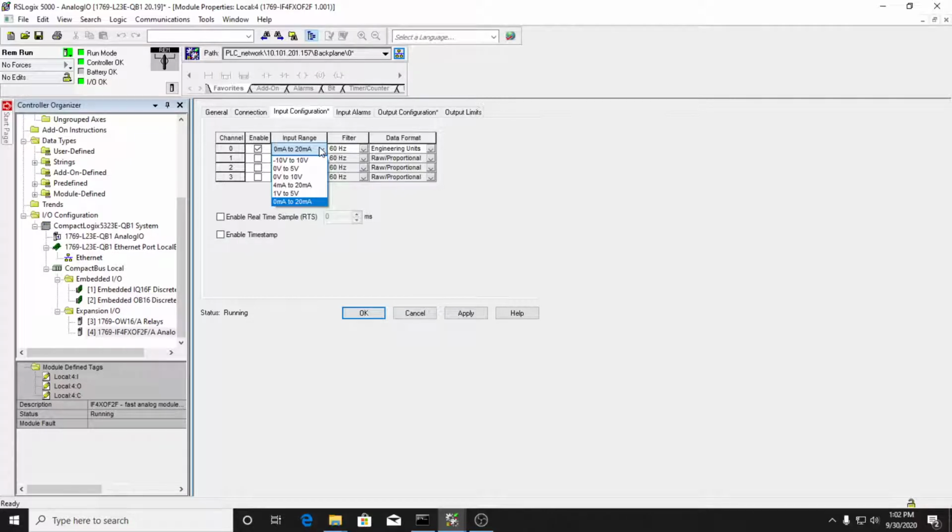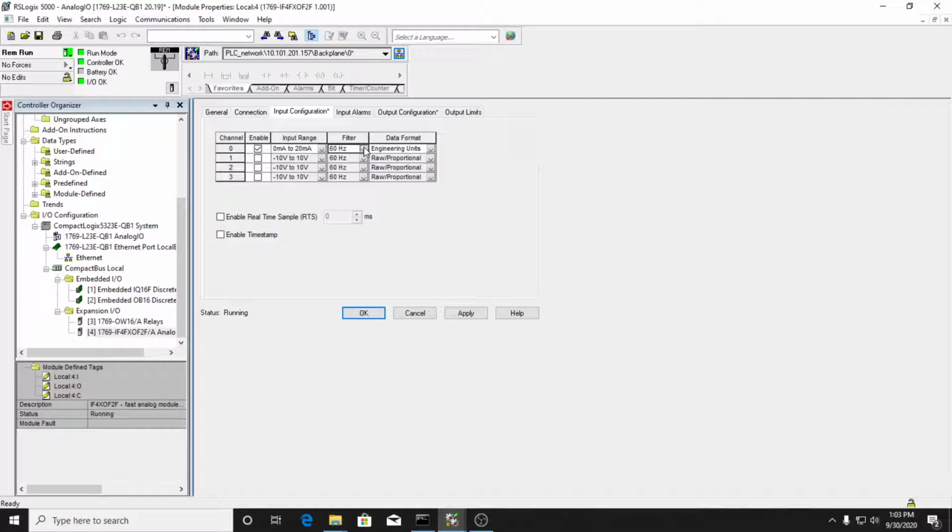As I said, the analog card is actually always reading from 0, whether it's 0 to 20 milliamps or 0 to 10 volts or whatever you choose. But if we chose the 4 to 20 milliamp range here, it would basically do a little bit of scaling for us. But we're not going to do that. We're just going to leave it 0 to 20 milliamps.